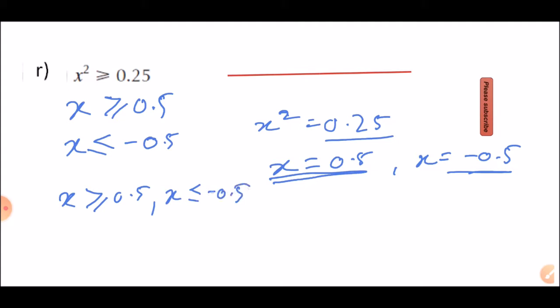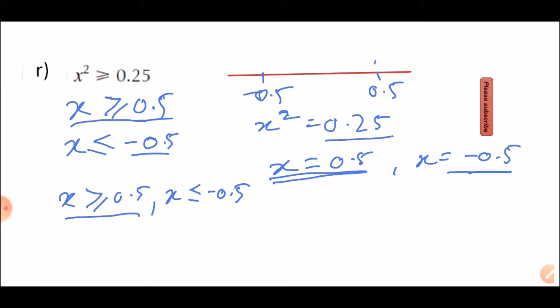Now because I can see 0.5 and minus 0.5, on my number line I'll have minus 0.5 and positive 0.5. Now this bit here tells me x has to be greater than or equal to 0.5.